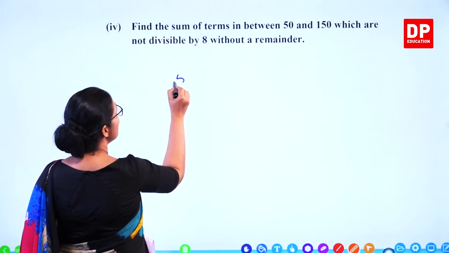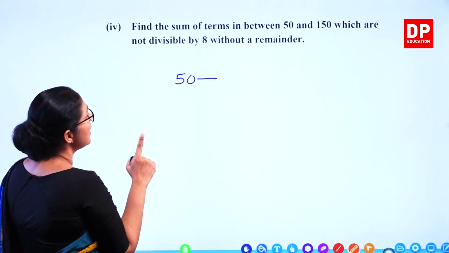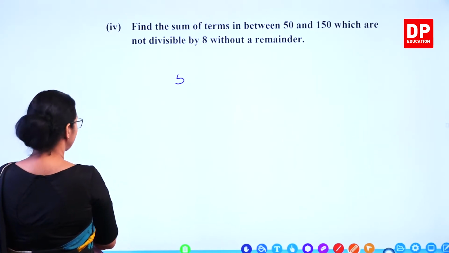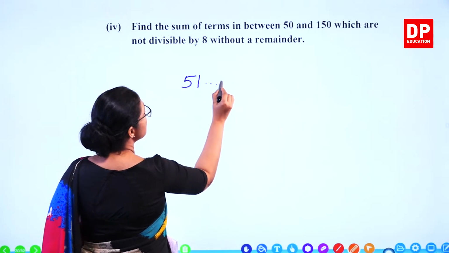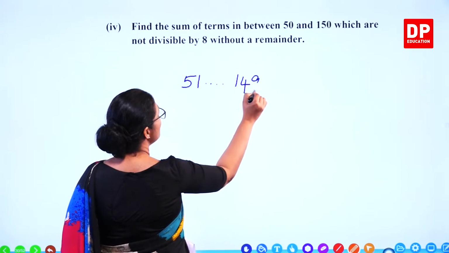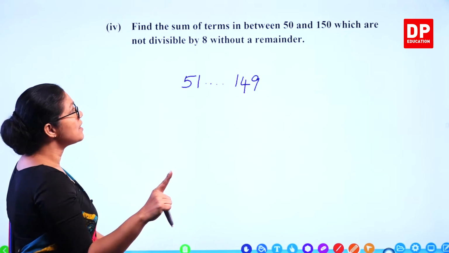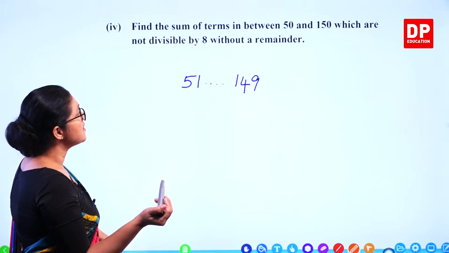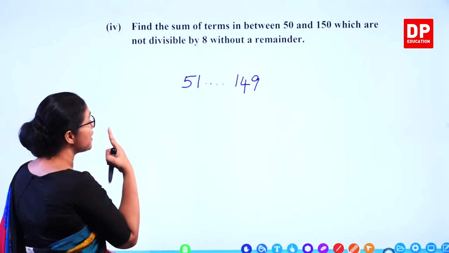So how many numbers are there? In between 50 and 150 means the first term is not 50. First term is 51. And the last term is 149. You can't take 50 and 150. So what's the sum of all terms? 51, 52, 53 like that. So the common difference is 1. And how many terms are there?